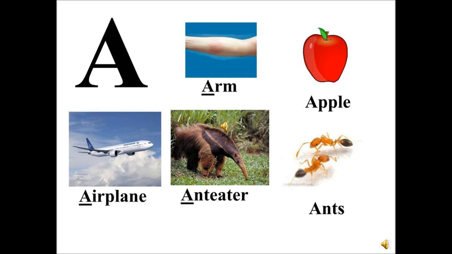What is that? Those are ants. Ants begins with the alphabet letter A. These are A words. Let's spell ants. A-N-T-S. Ants. Let's spell the word ants again. A-N-T-S. Very good.